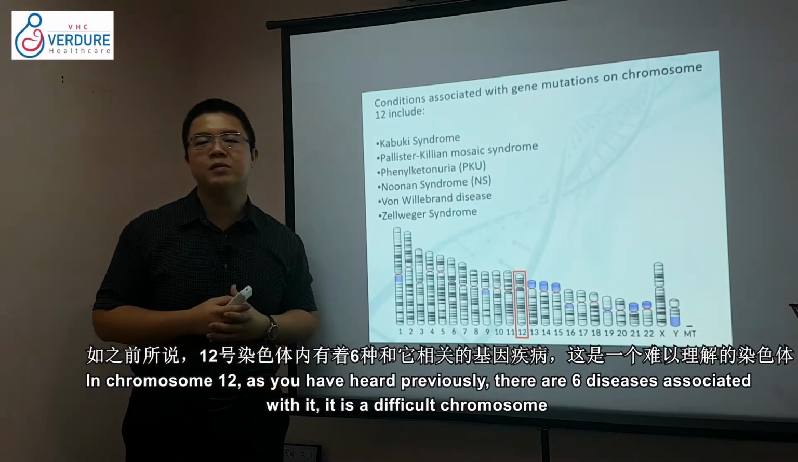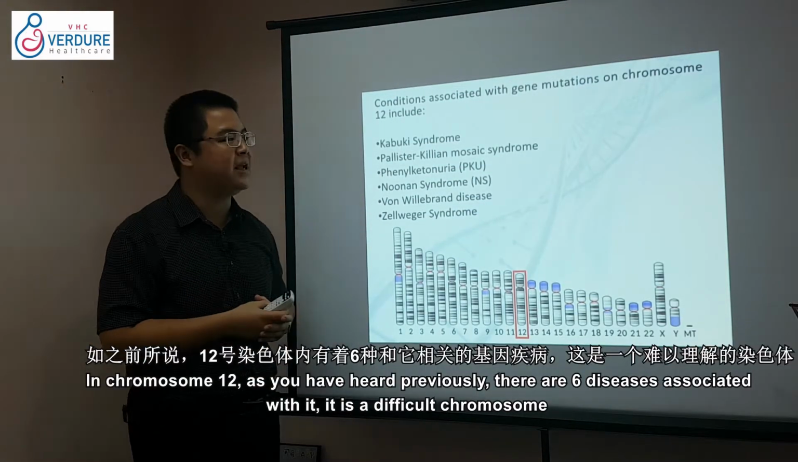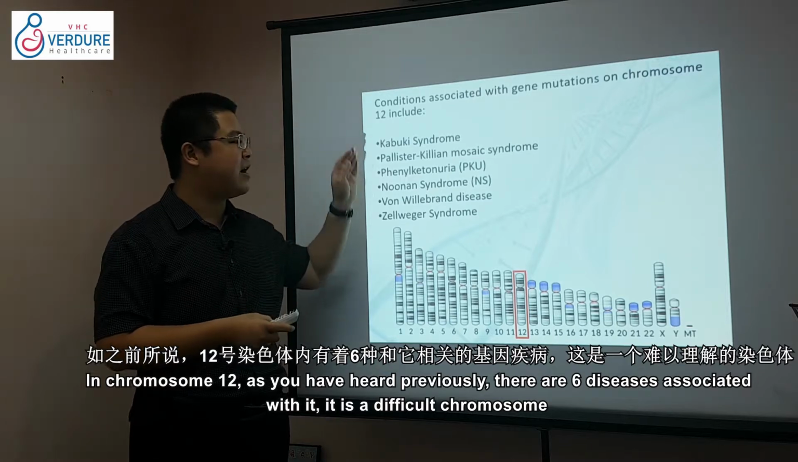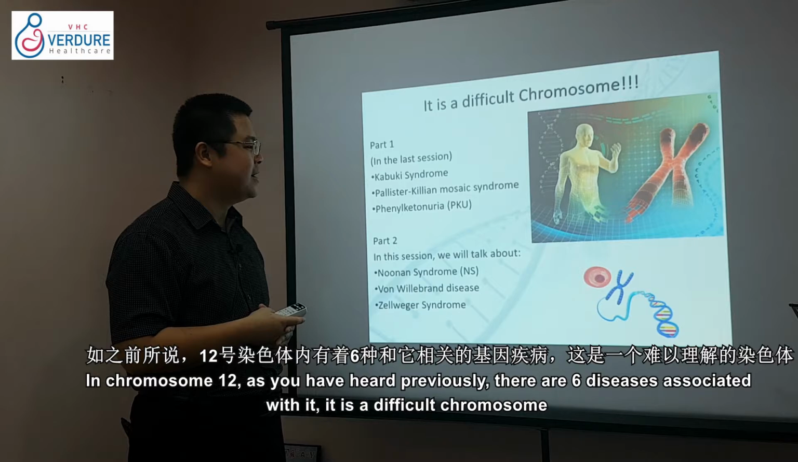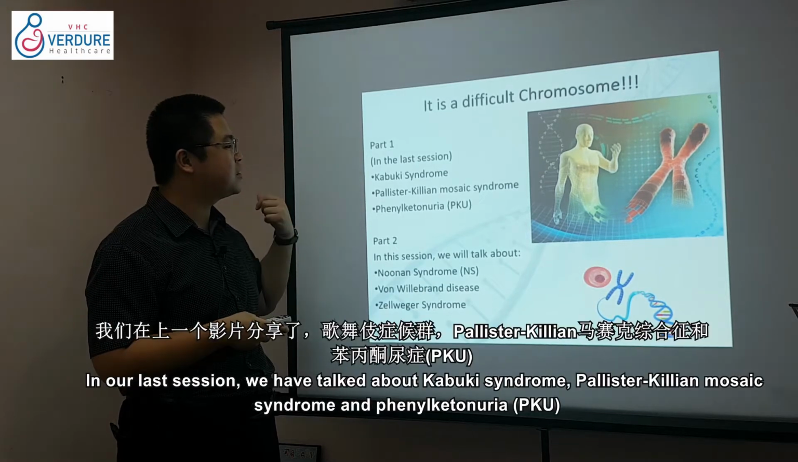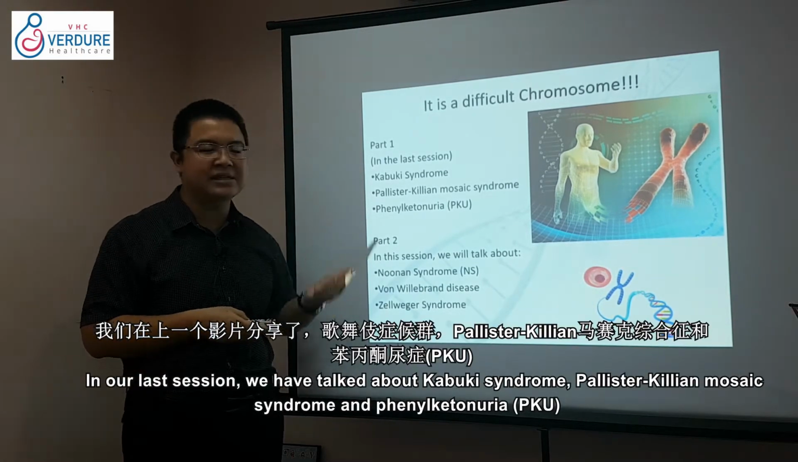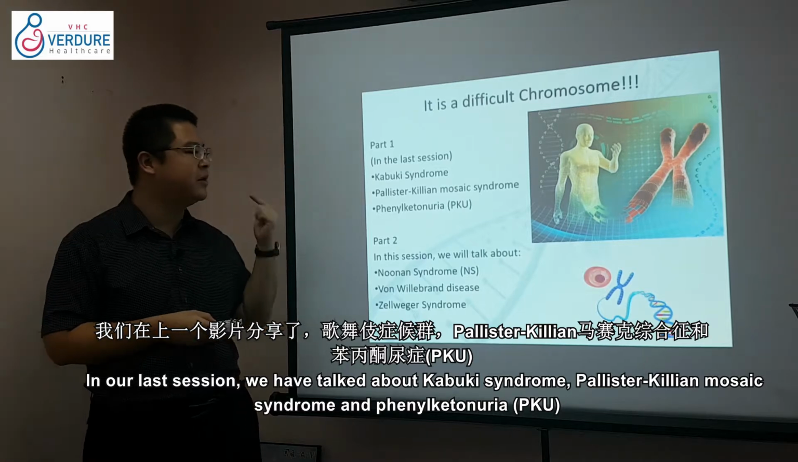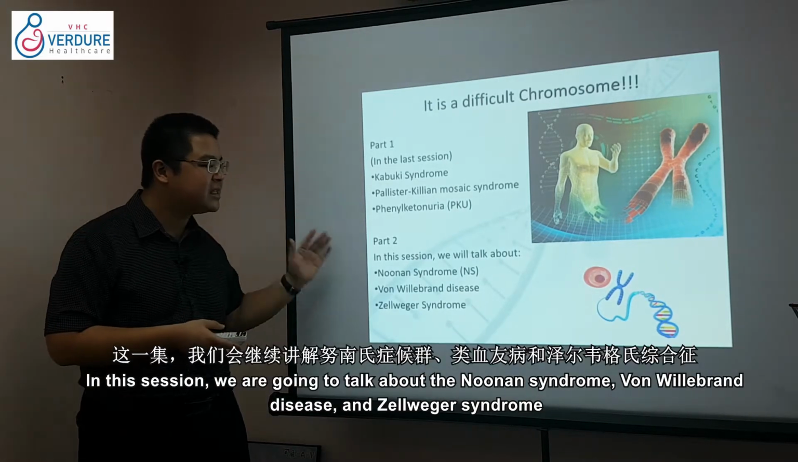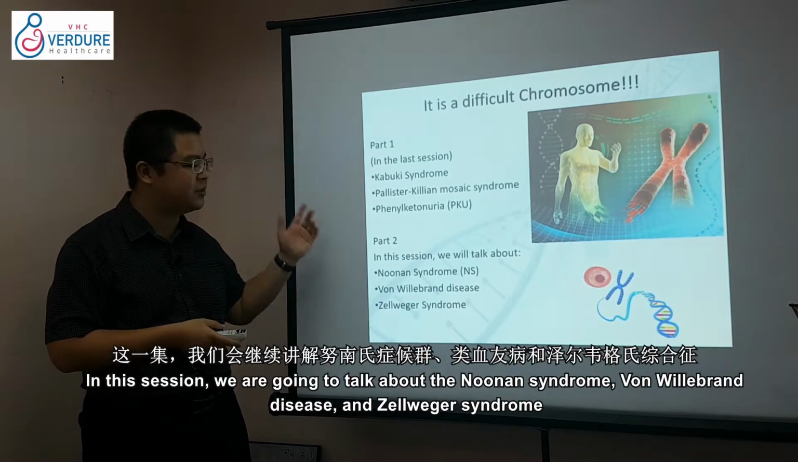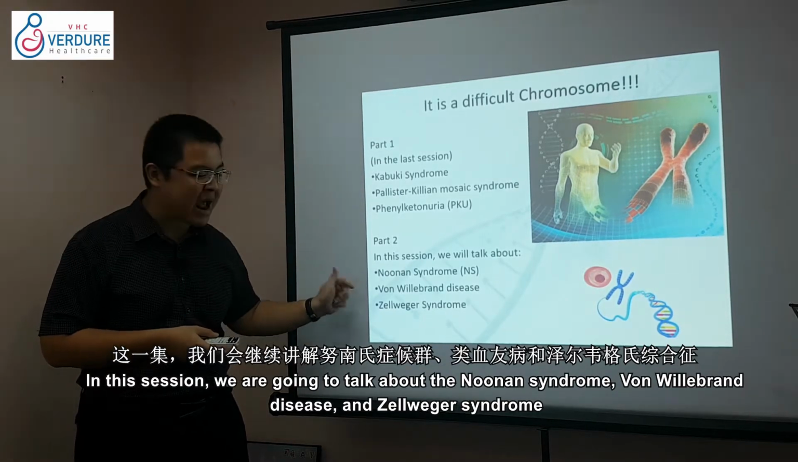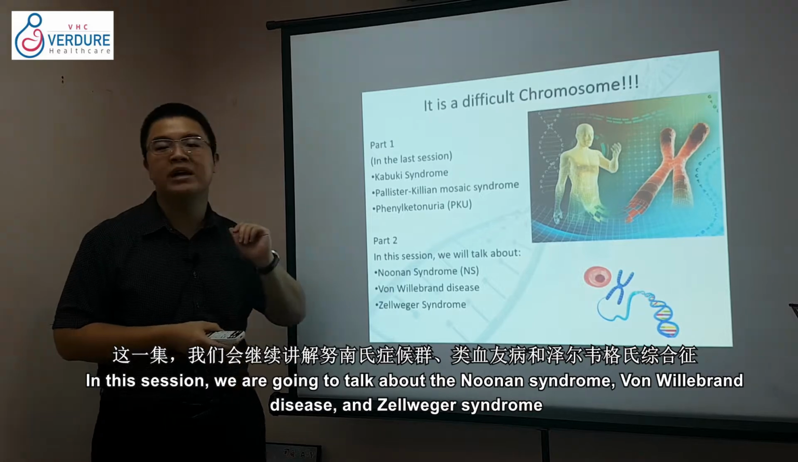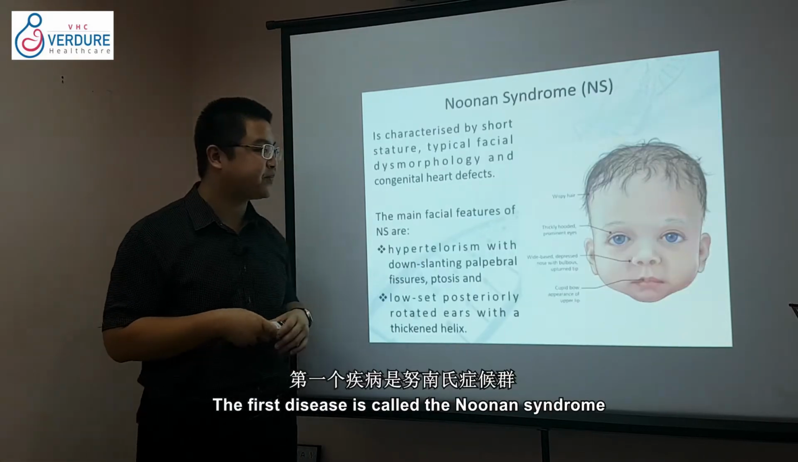Chromosome 12, like you heard from me last time, has 6 diseases, and it's a very difficult chromosome. In the last session, we talked about Kabuki syndrome, Pallister-Killian mosaic syndrome, and PKU. In this session, we're going to look at Noonan syndrome, Von Willebrand disease, and Zellweger syndrome.